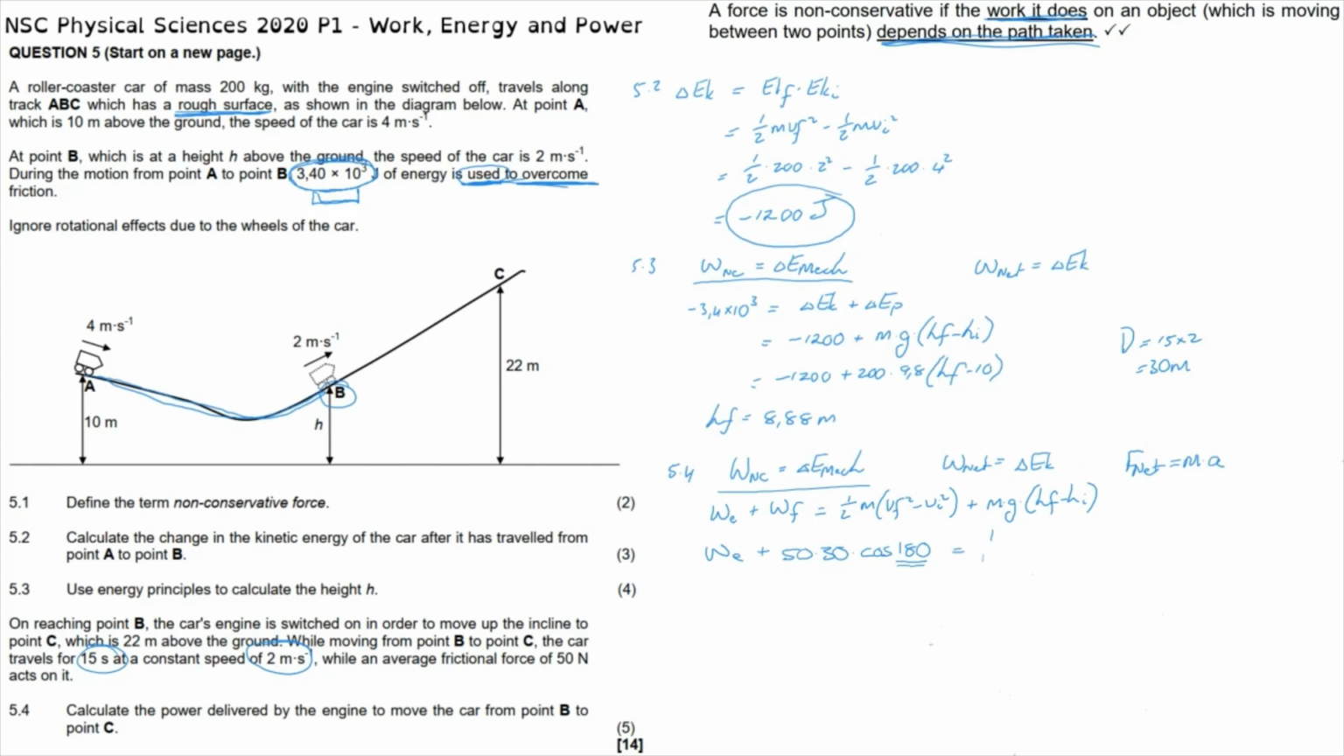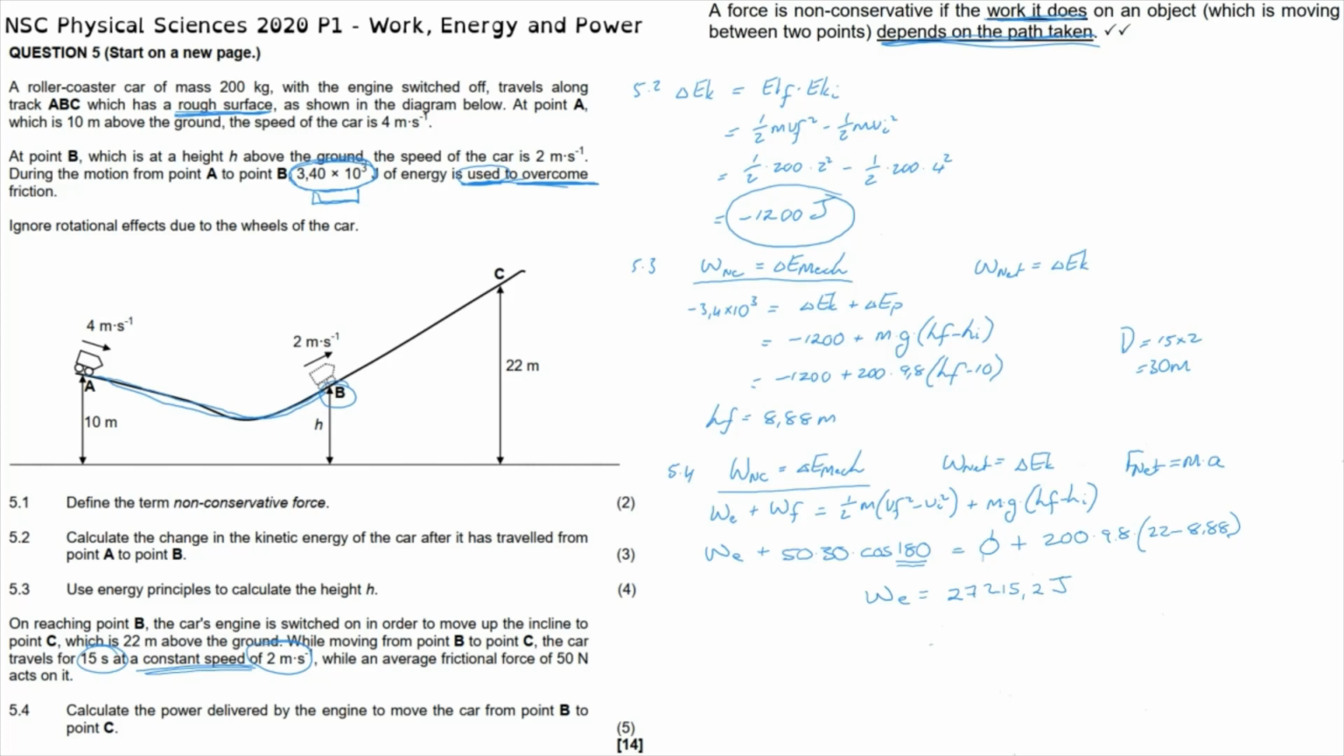The change in kinetic energy is 0 because we were told this object is traveling at a constant speed up the slope. Then, because we have the mass of this object, the gravitational acceleration, and the final height given as 22 minus the initial height that we calculated, the height at point B of 8.88, we can solve for our one unknown, which here is the work done by the engine, which we found to be 27,215.2 joules. It is positive, which tells us that the engine is adding energy to the system.